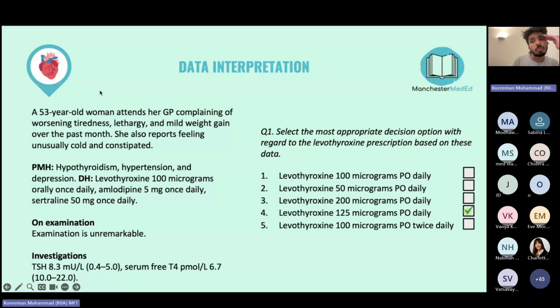You need to remember for levothyroxine, even when you start someone, you always increment it by 25 micrograms every time. This patient has been on 100 micrograms, so you would increase it by 25. If this one didn't work, the next step would be to increase it again by 25. Then after 4 weeks, you recheck the TSH levels. So just remember for levothyroxine, you always increment by 25 micrograms.